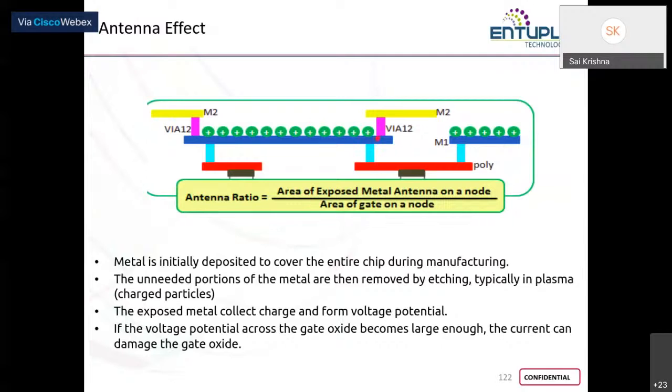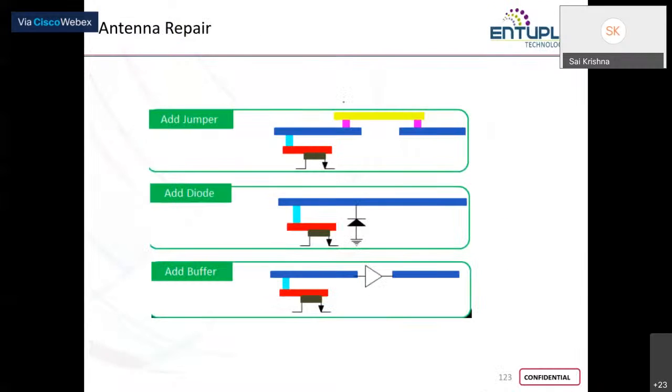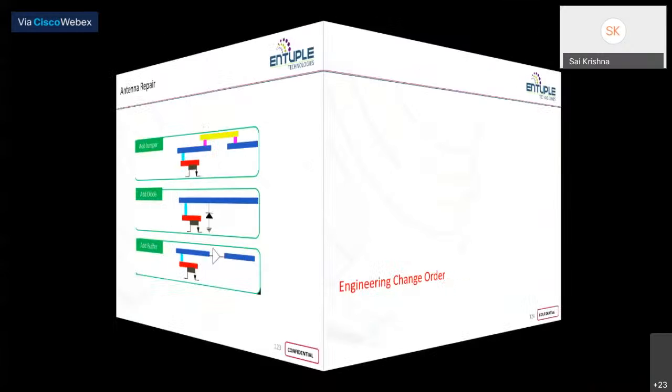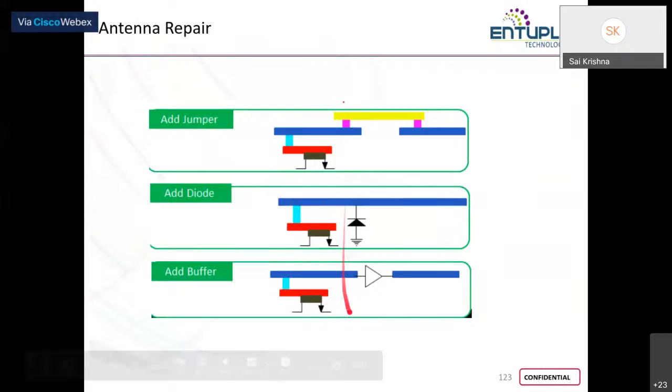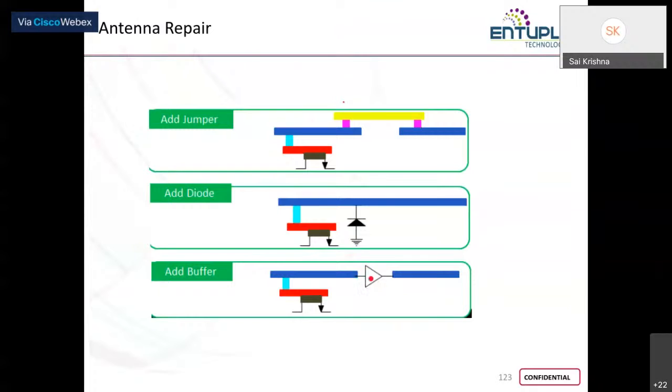Else your charges get bottlenecked, and so your signal also gets damped out. So in case there is any antenna violation, that means the ratio is not maintained, then these are the three methods where you can rectify it. The first one is adding a buffer so that it gets boosted up. The second one is adding a diode, so that provides the switching and the biasing.